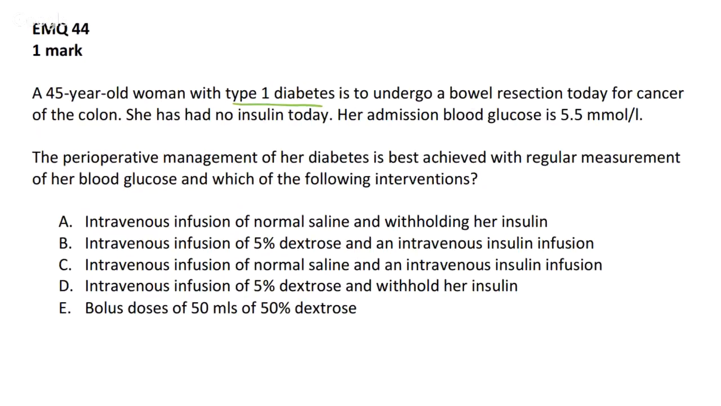Type 1 diabetic who's just about to undergo surgery. What is something a type 1 diabetic always needs? Insulin. They always need the insulin. There is absolutely no situation where they do not need the insulin. So we can cross that out, and we can cross that out. Okay, so we've already got rid of three options.